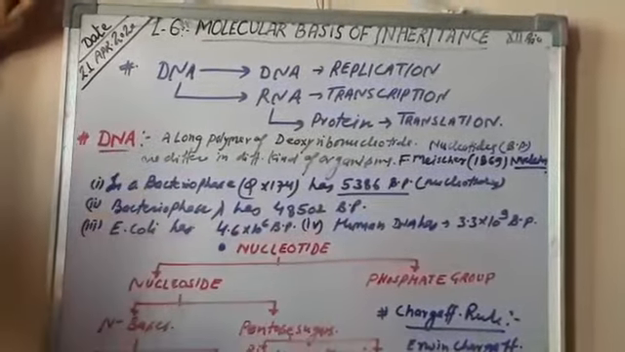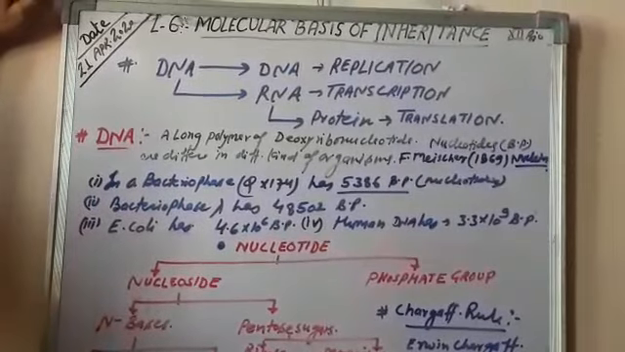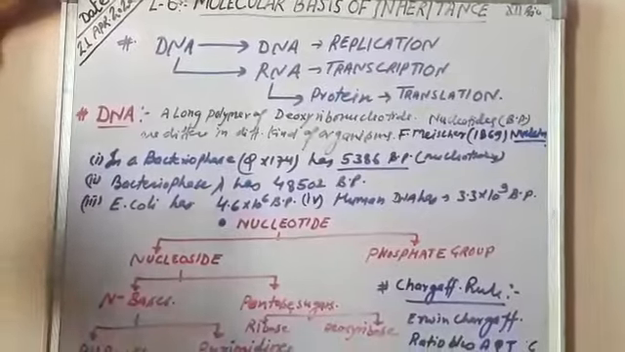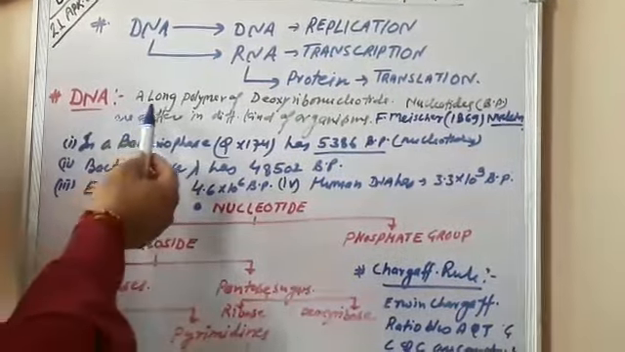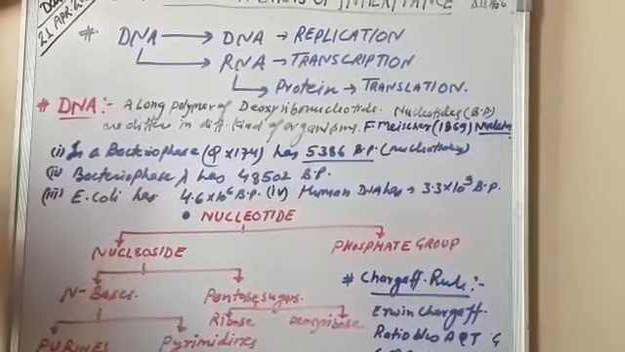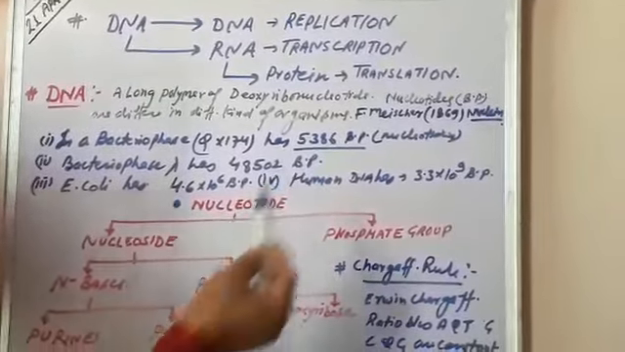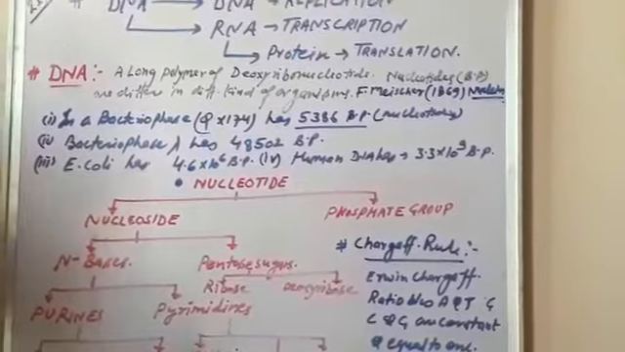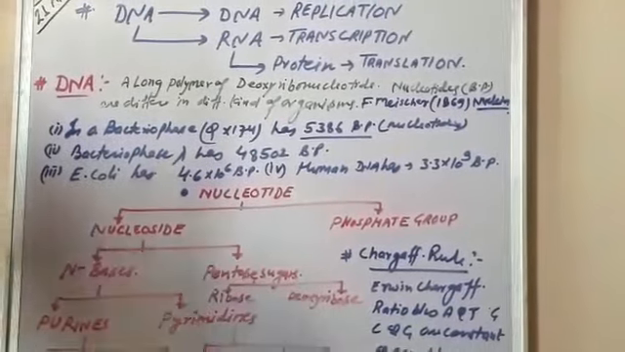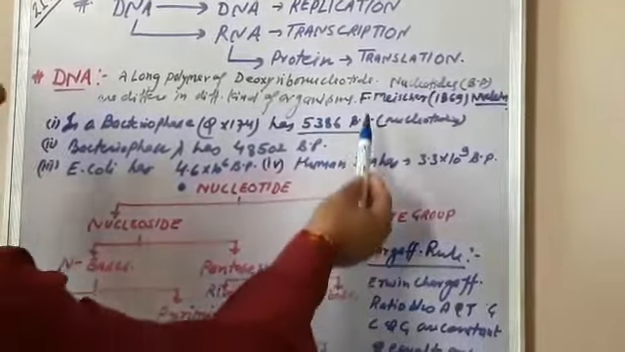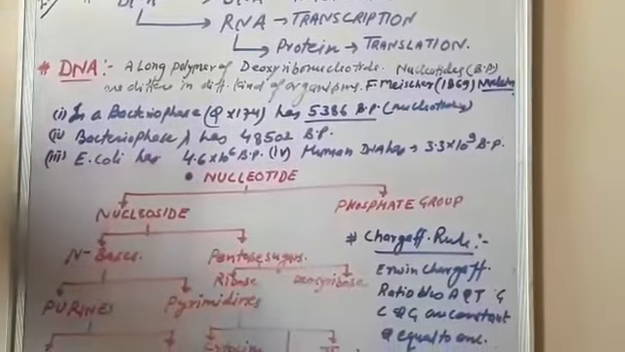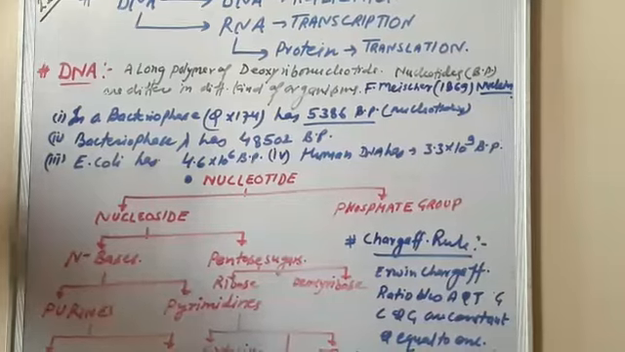Now, DNA. What is DNA? DNA is the genetic material. It was discovered later, but first go through the term DNA. This is a long polymer of deoxyribonucleotides, that is, base pairs. These differ in different kinds of organisms. DNA was first discovered by Friedrich Miescher in 1869, and he named it nuclein.